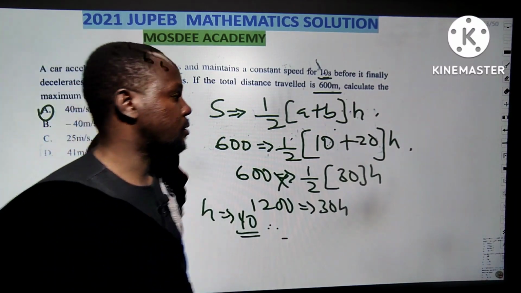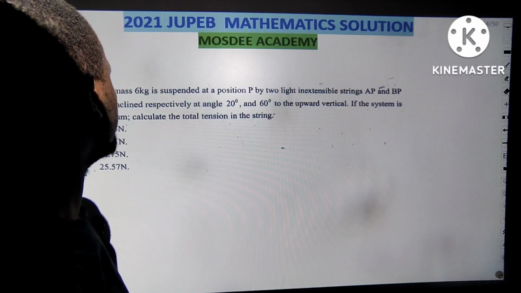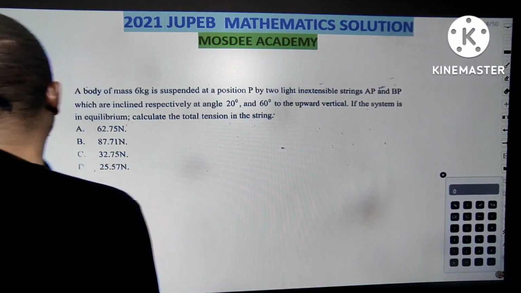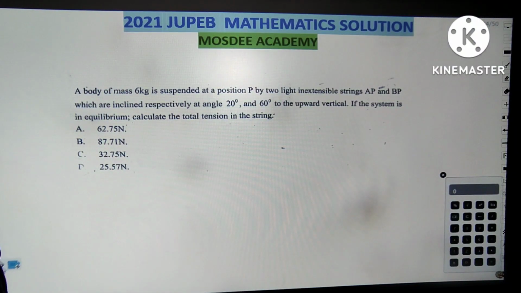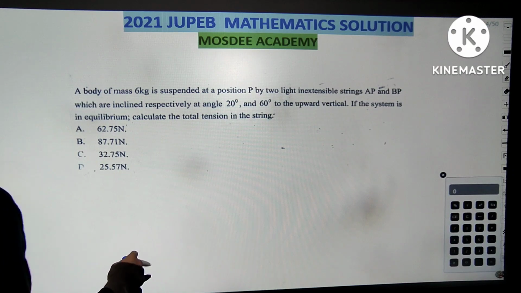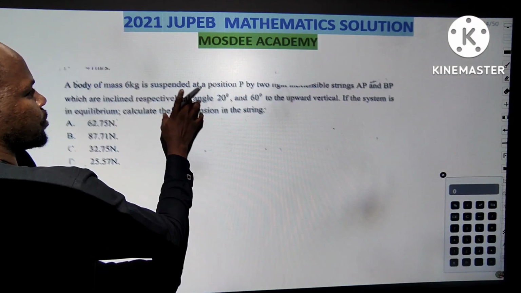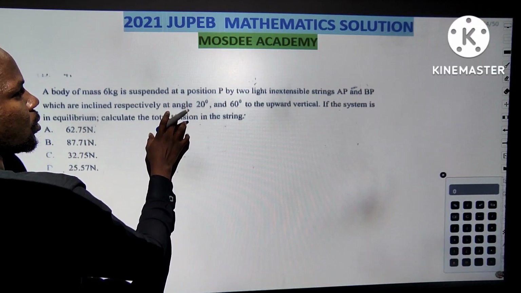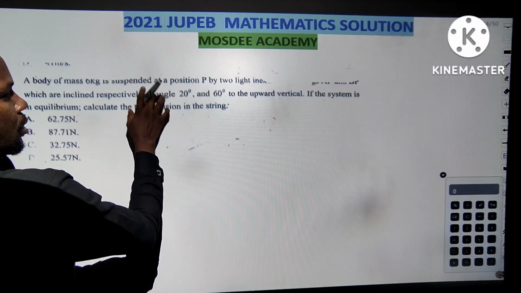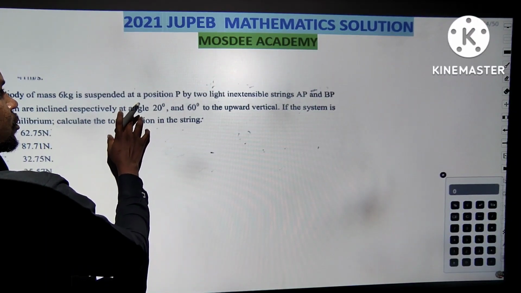The next question, please. Sorry guys, I have to move at full speed. Thank you very much. The next question says, a body of mass 6 kg is suspended. Let's just see if we can see something.